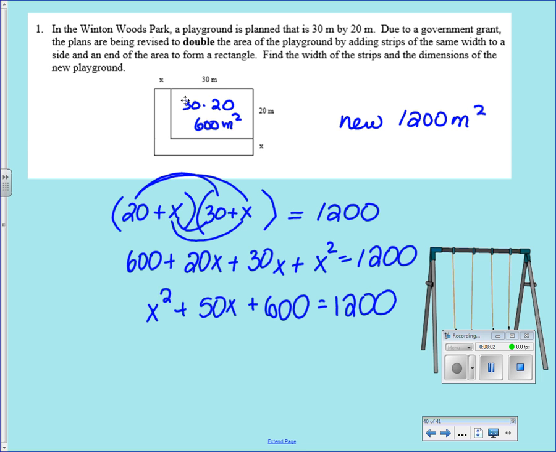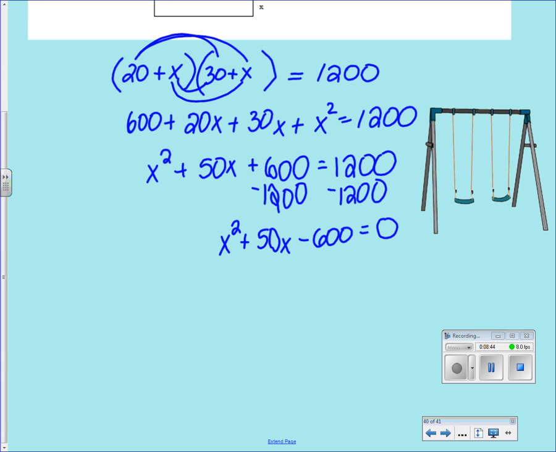Okay. But to do the quadratic, what are we going to need? It doesn't equal 0. So what am I going to do? Yeah, so we're going to subtract the 1200 if that's okay. So now I'm going to have x squared plus 50x minus 600 equals 0. I was trying to see if I could factor it in my head. There we go. Okay. All right. So now that we have that, let's do the quadratic. So we have A being 1, B being 50, C being negative 600.